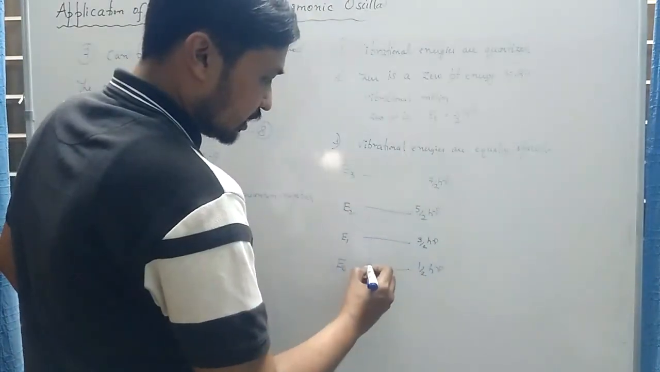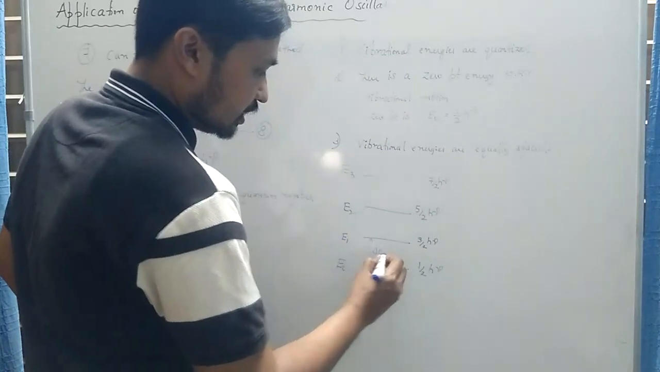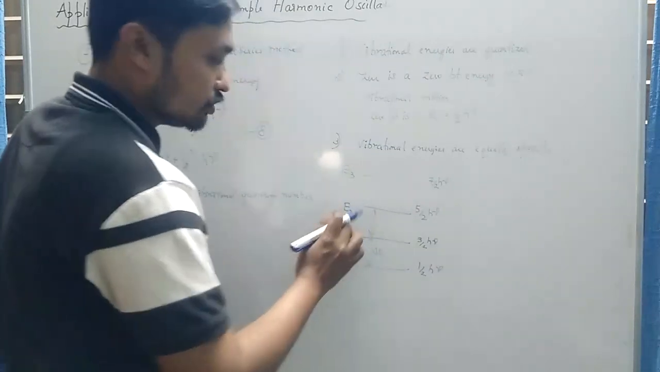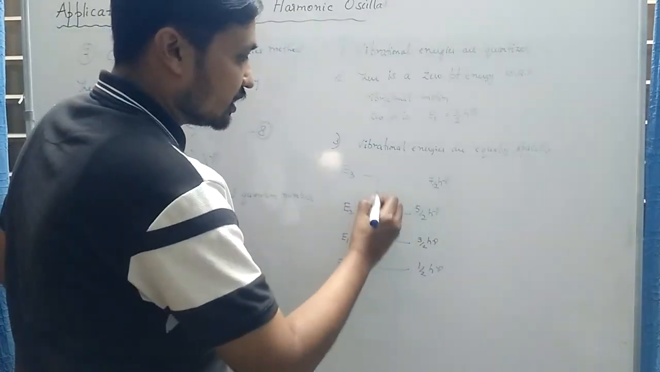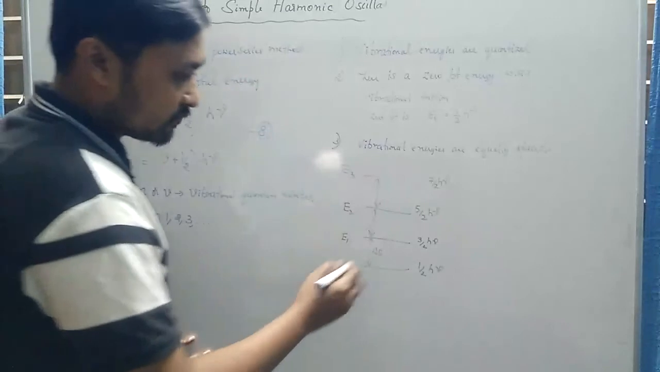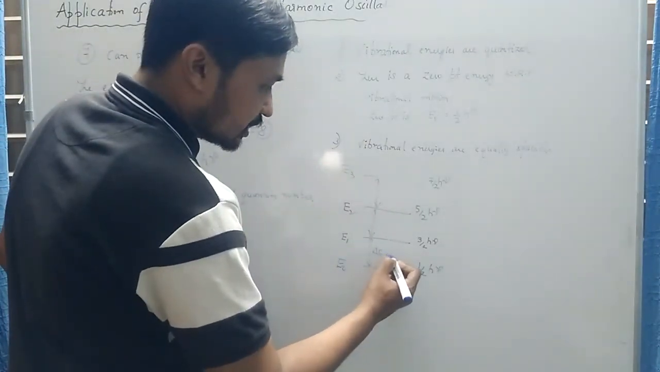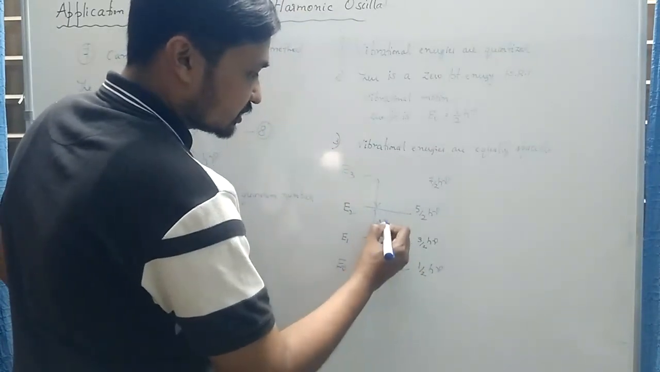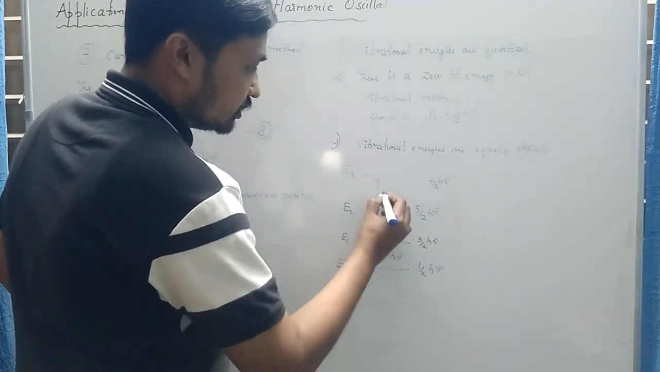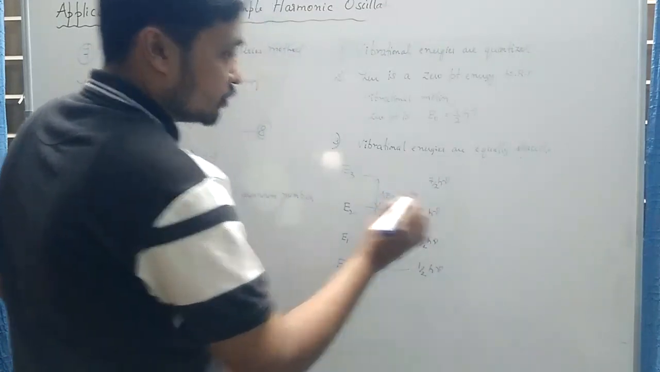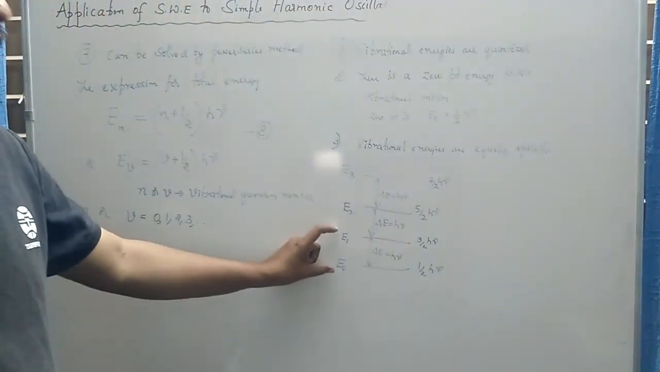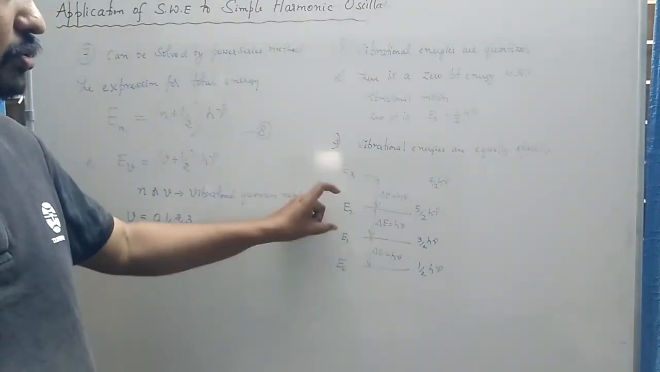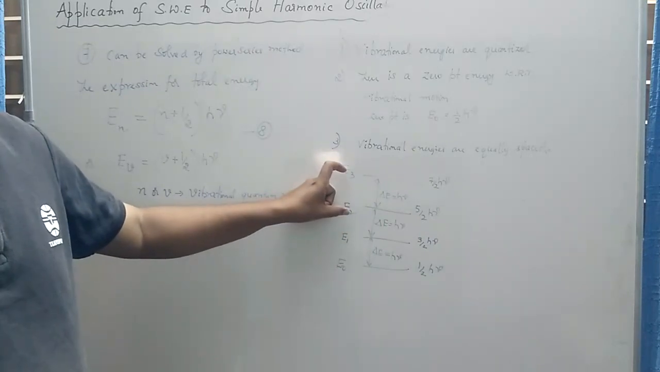So if you calculate delta E, which is E1 minus E0, or E2 minus E1, or E3 minus E2, wherever you calculate delta E, this difference is h nu. This difference is also h nu, and this is also h nu. So the space between any two energy levels is the same, h nu. What does it mean?